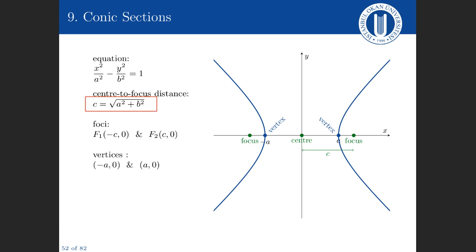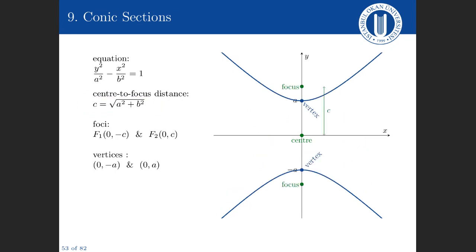The center to focus distance is an important equation to remember for an exam. Make sure you've got this written down before you start an exam on this course. And make sure you remember that for ellipses it's a squared minus b squared. For a hyperbola it's a plus in the middle.